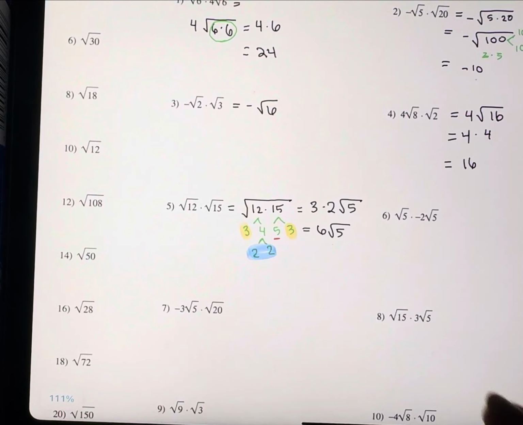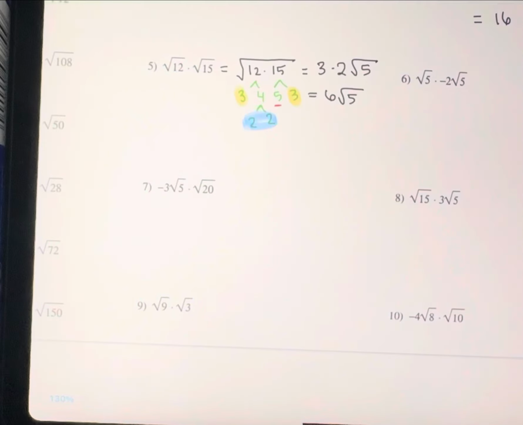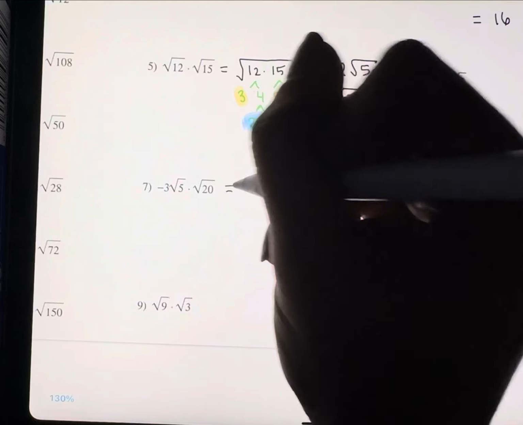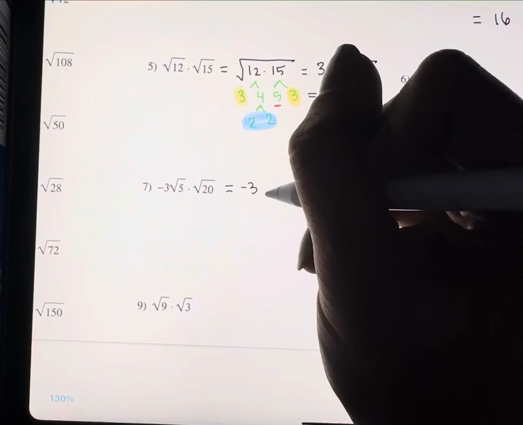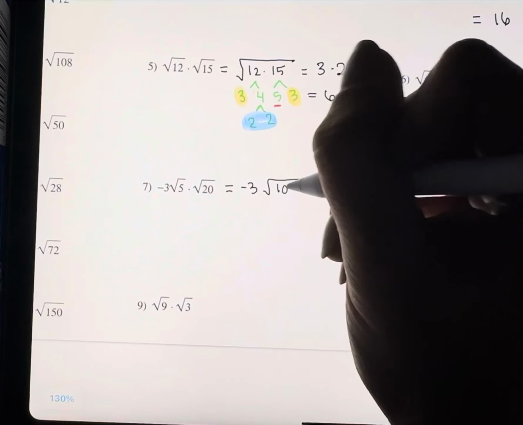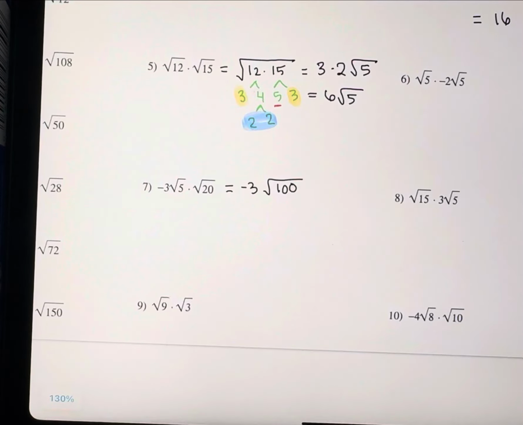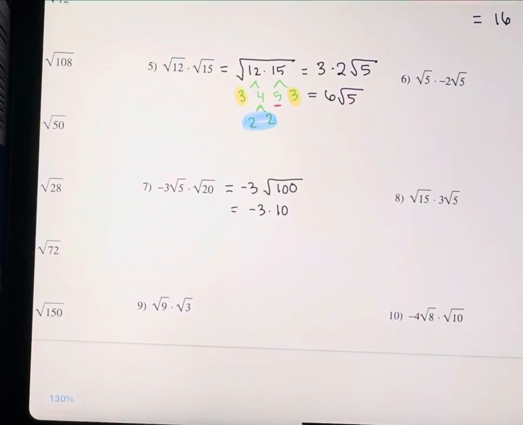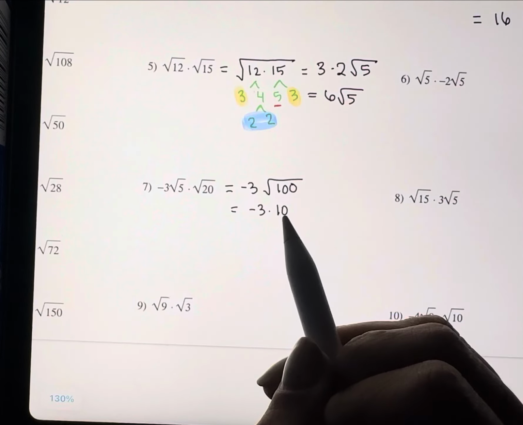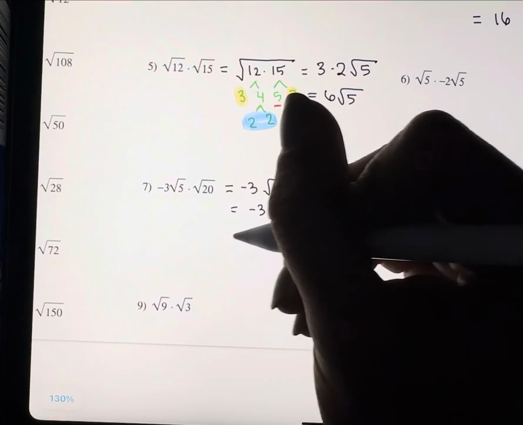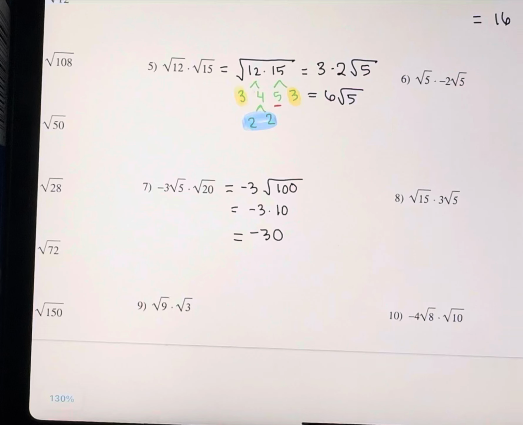Perfect. A negative 3 rad 5 times rad 20. That's negative 3 radical 5 times 20, which is 100. And the square root of 100 is 10. Again, you guys, if you can learn the first 15 perfect squares, your life will be so much easier because you'll recognize them. This is negative 30. Oh, I skipped number 6. Let's go do that.